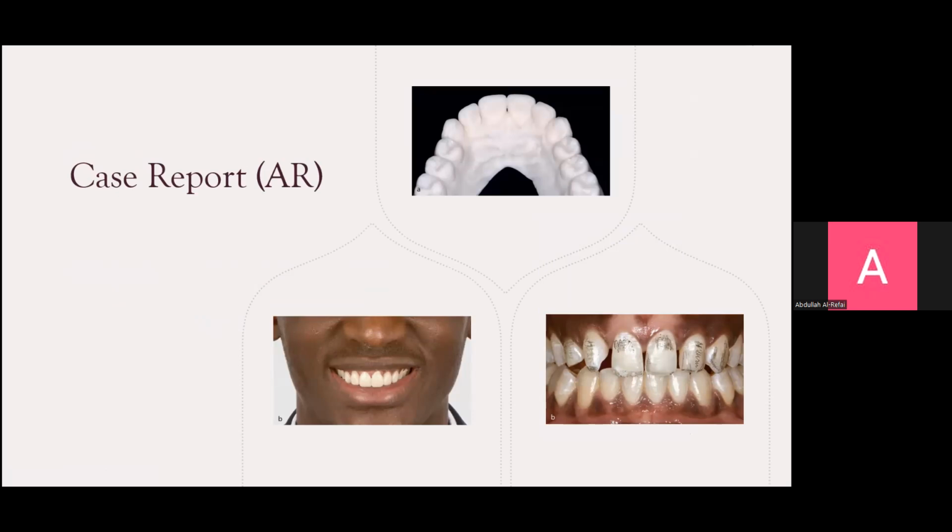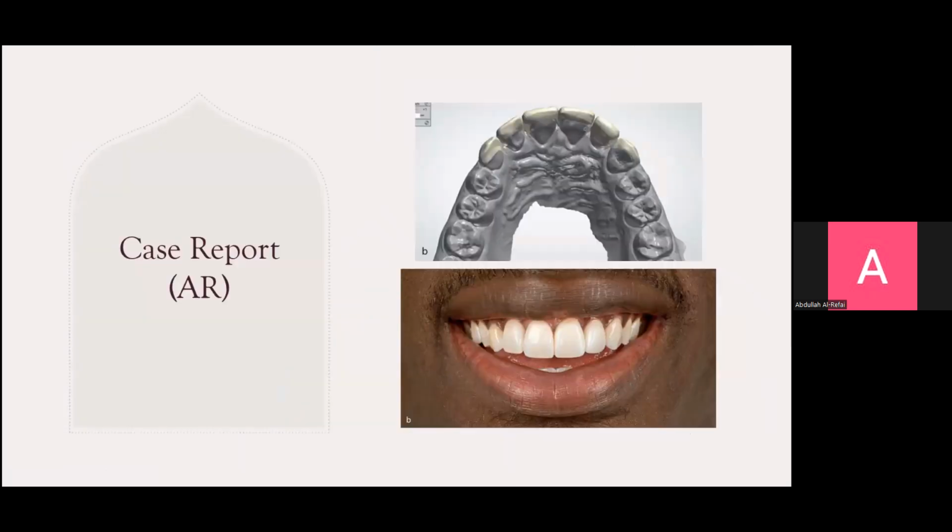They did the preparations through the temporaries in order to be as conservative as they can. Finally, they proceeded to veneer fabrication and bonding. This case represents porcelain laminate veneer restorations using the full digital smile design. Okay.